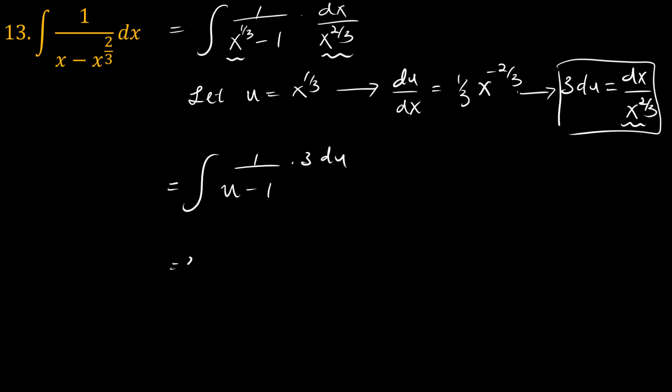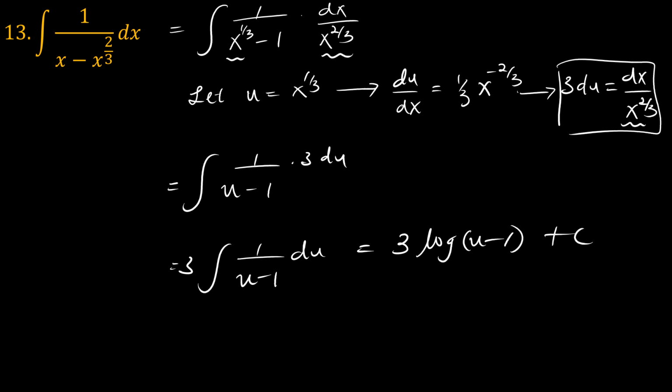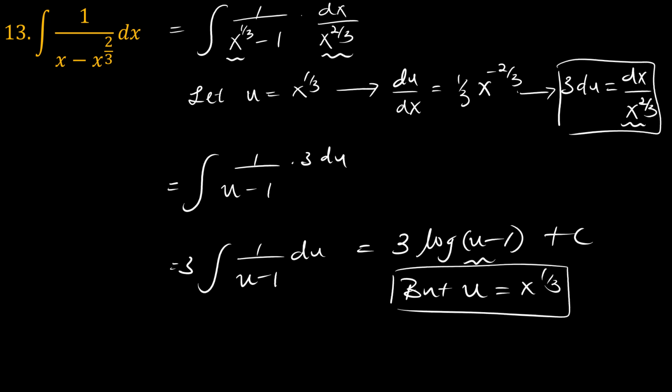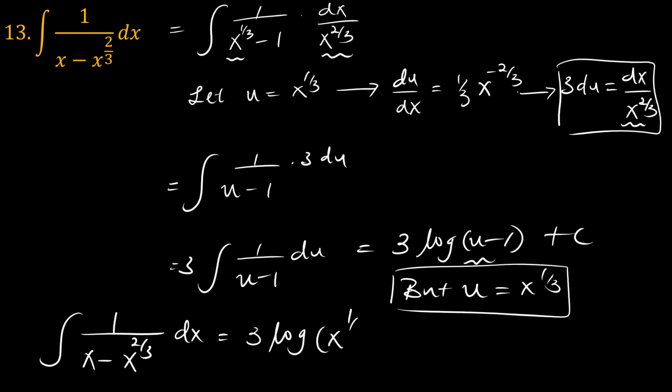and so 1 over u minus 1 means that the answer here is 3 natural logarithm of u minus 1 plus c. This u here, u was set to be equal to x to the one third. Knowing that means that our answer to the integral of 1 over x minus x to the power 2 over 3 is 3 log of x to the one third minus 1 plus the integration constant. And that is the answer.